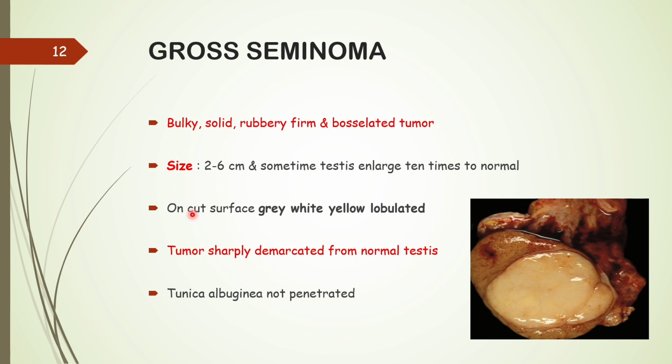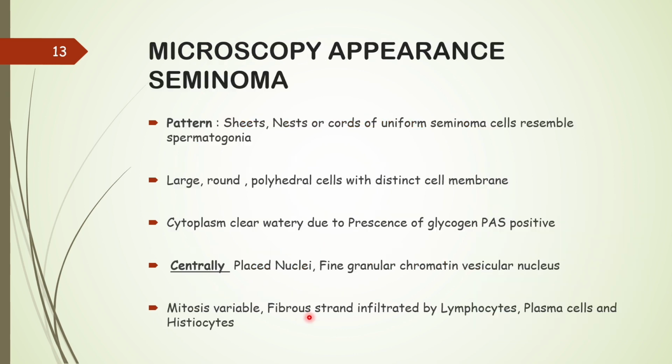On a cut surface, it shows a gray-white to yellow lobulated appearance. And if you observe carefully, here you can see that the tumor is sharply demarcated from the adjoining normal testes. Tunica albuginea is usually not penetrated. Now this sentence is very important. Tunica albuginea usually not penetrated means overall the prognosis is very good in seminoma.